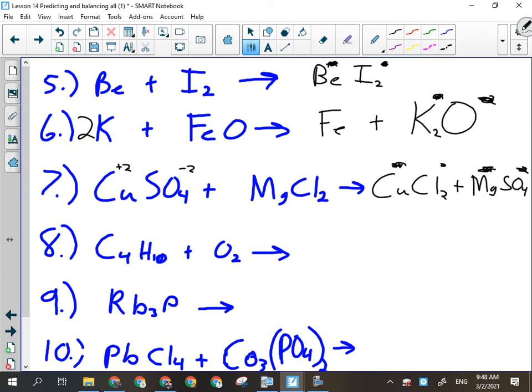Balance. Okay. So, looks good. Already balanced. There's 1 copper here, 1 copper there. 2 chlorines, 2 chlorines. 1 magnesium, 1 magnesium. 1 sulfate, 1 sulfate. Okay. So we're good on that.